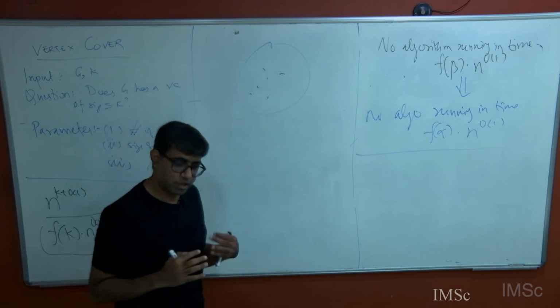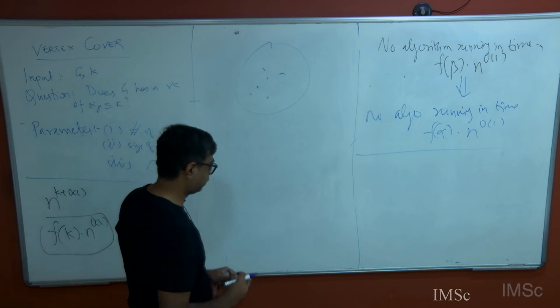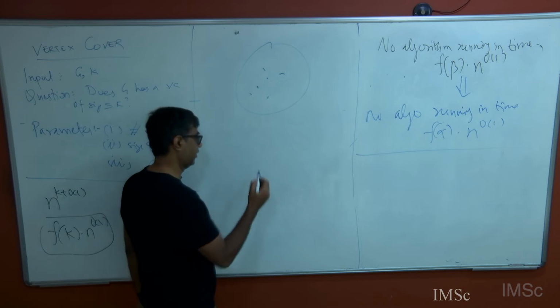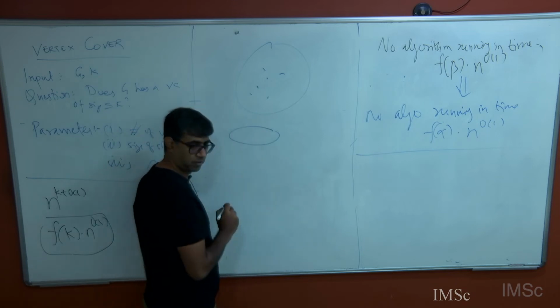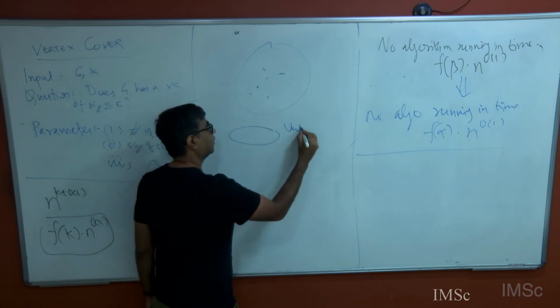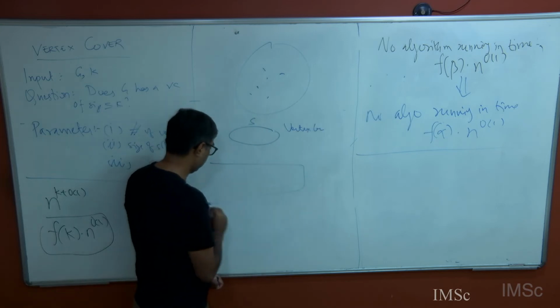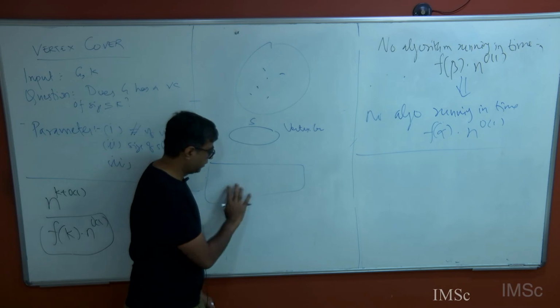So the first thing which one should do is to draw such a graph. How should I draw? I write on the top, this is my vertex cover, which I call S. What is remaining? What's the property of the remaining object?